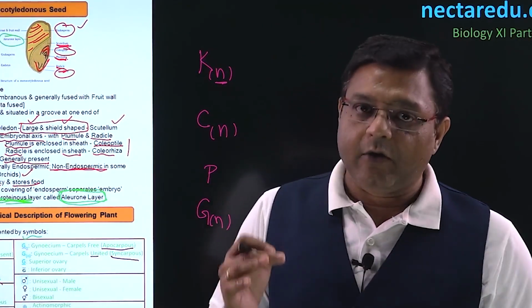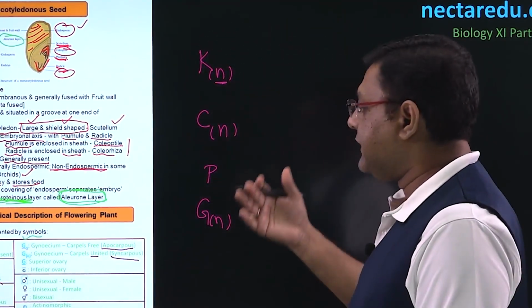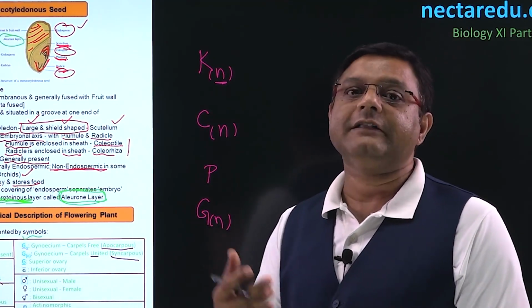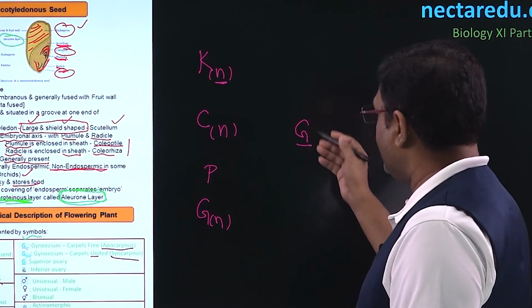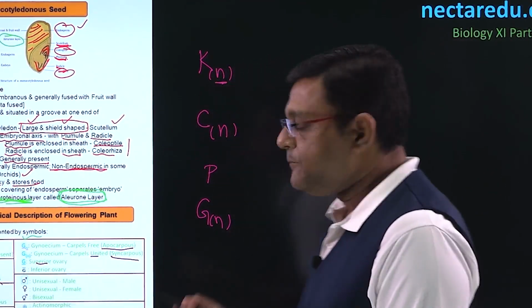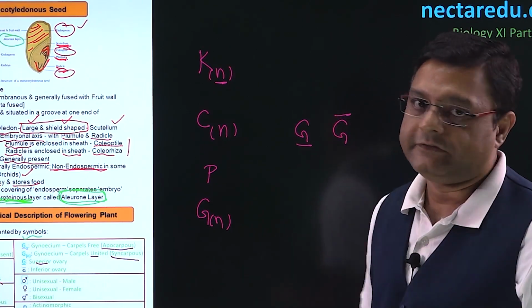After this, the ovary can be superior, the ovary can be inferior. So, if the ovary is superior, that is, the ovary is present over all the rest 3 whorls, then we put a dash below the G part, and this means that the ovary is superior. And if the ovary is inferior, we put a dash above the G symbol.